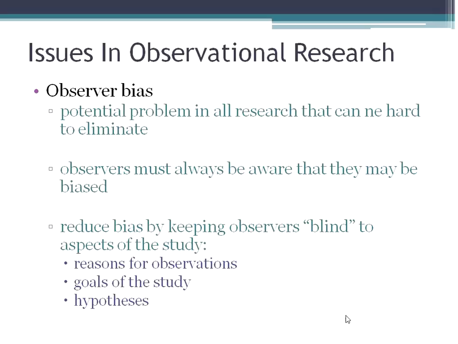Now, one way we can get around this is by keeping observers blind to different aspects of the study. So why we're doing the observations, what the hypotheses are, what the goals are. You always want to have your observers as blind as they can be. That way you can rule out any observer bias.